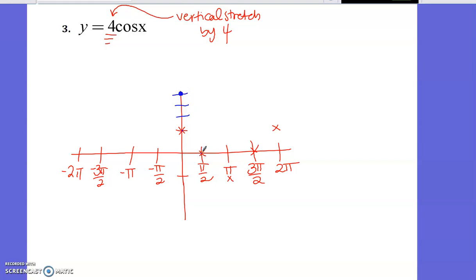This point right here, my y value is 0. If I multiply 0 by 4, it's still 0. For this point right here, I'm at -1. If I multiply -1 by 4, I'm at -4. And then here I am back up here, I'm at 0. My y value is at 0. If I multiply 0 by 4, I'm still at 0. And then 2 pi is going to do the same thing that this point did, where it stretches up here.